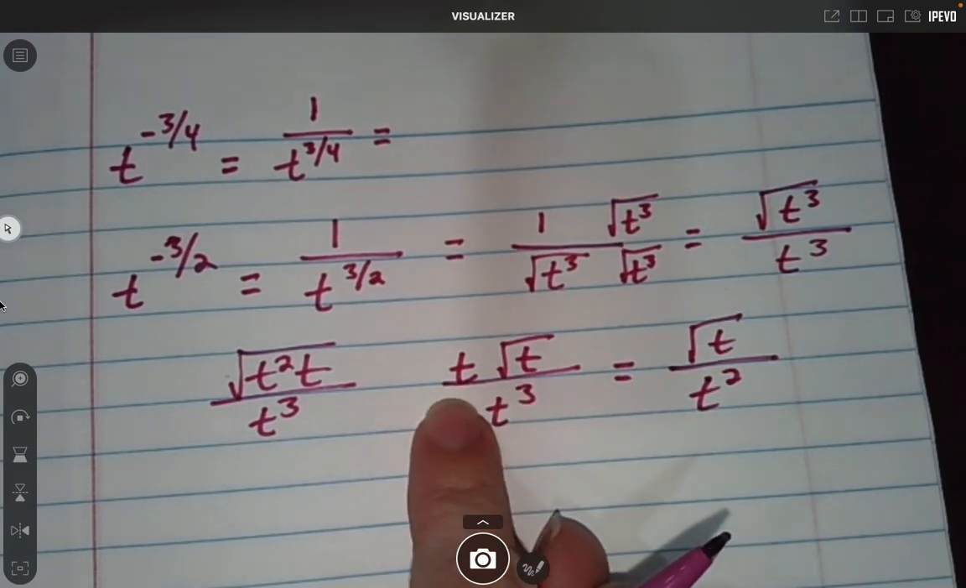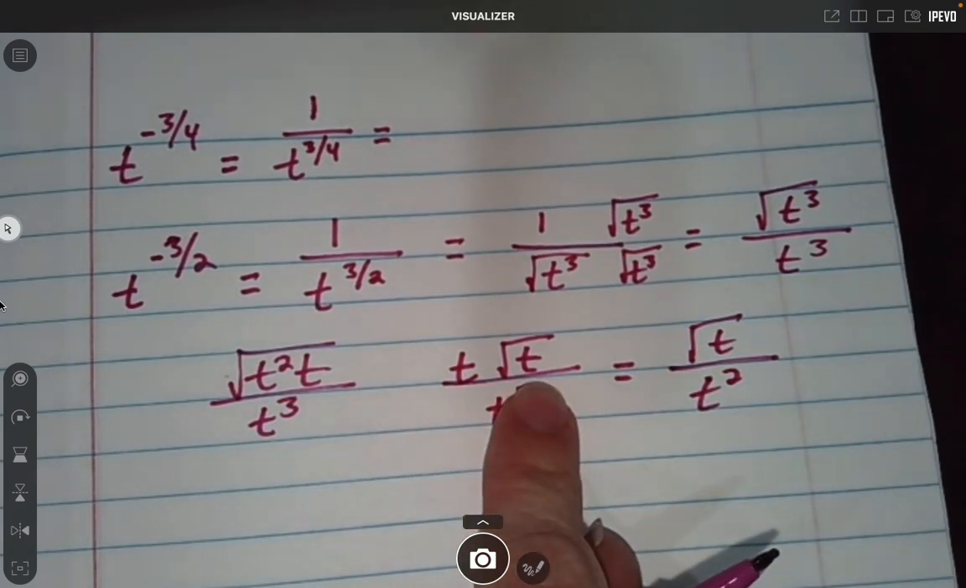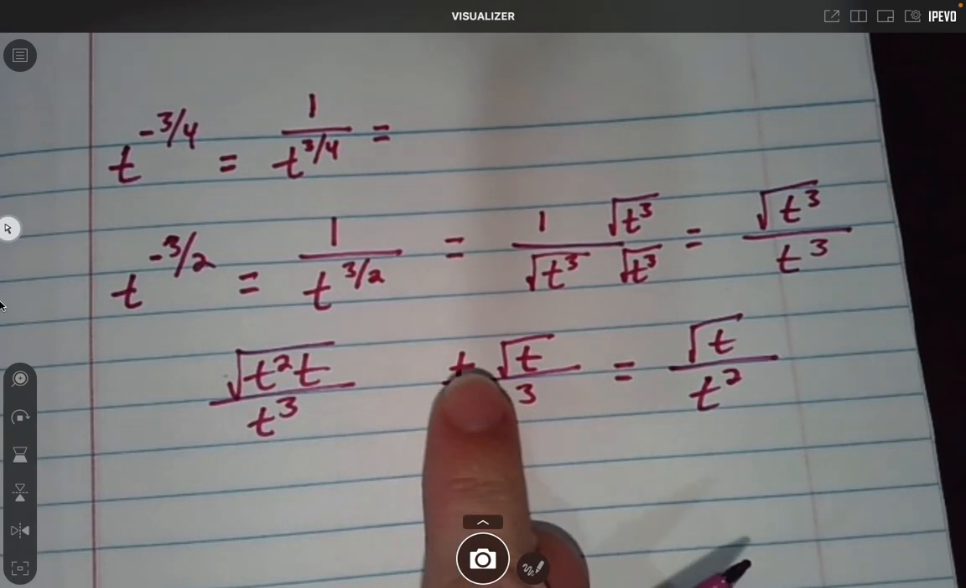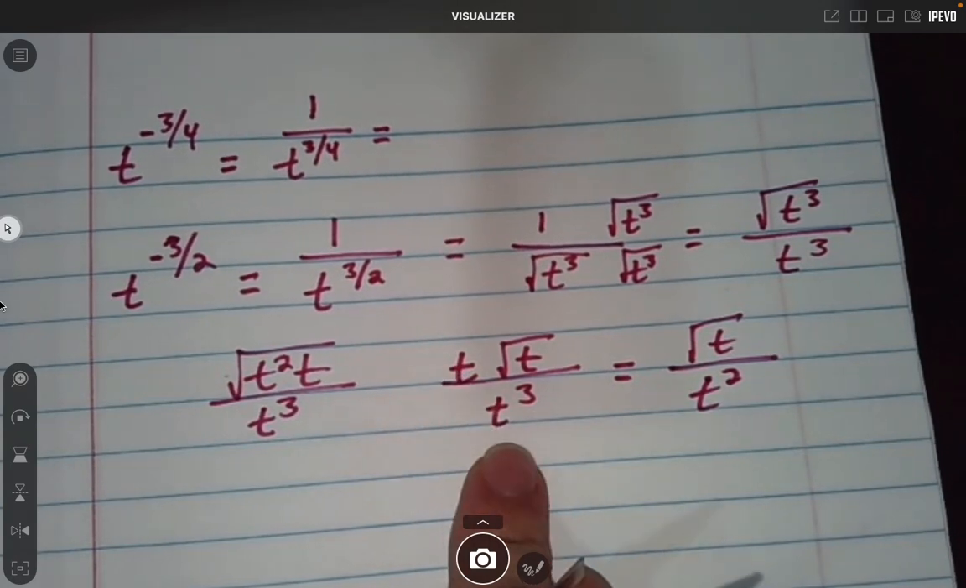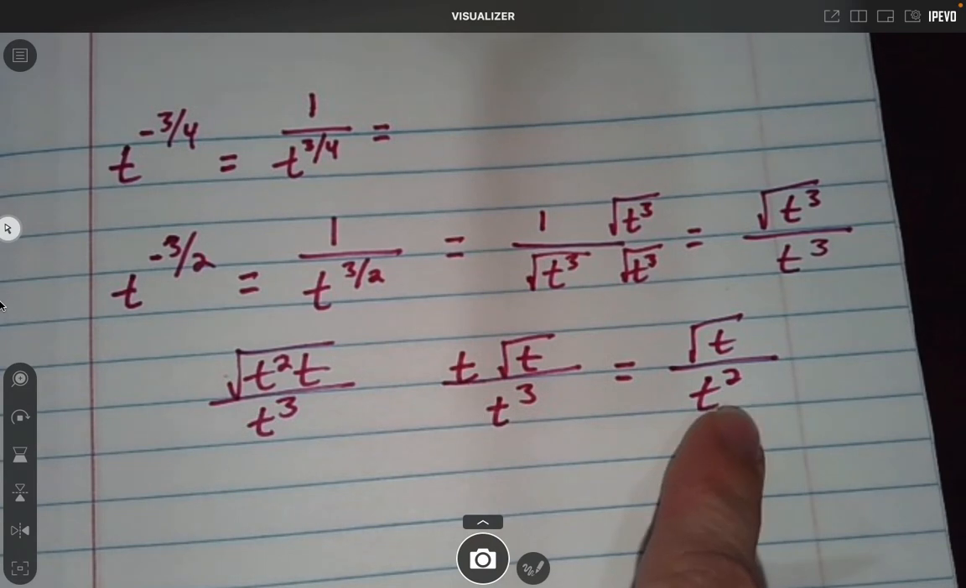I pulled out t, square root of t, over t to the third. If I have 1 t up here and 3 down here, I have 2 more left over down here because one of them would cancel out.